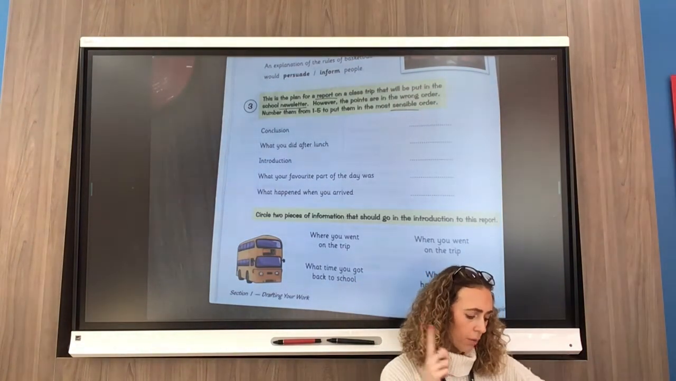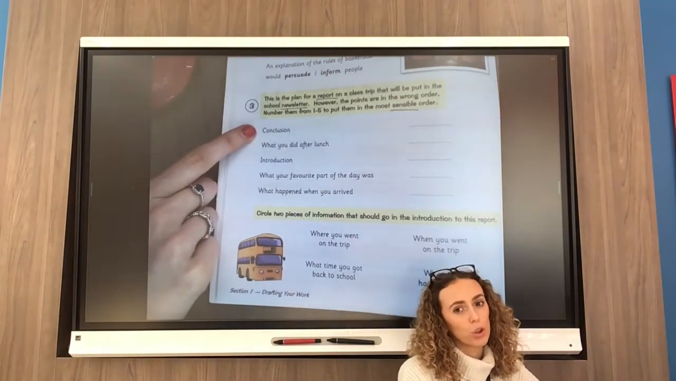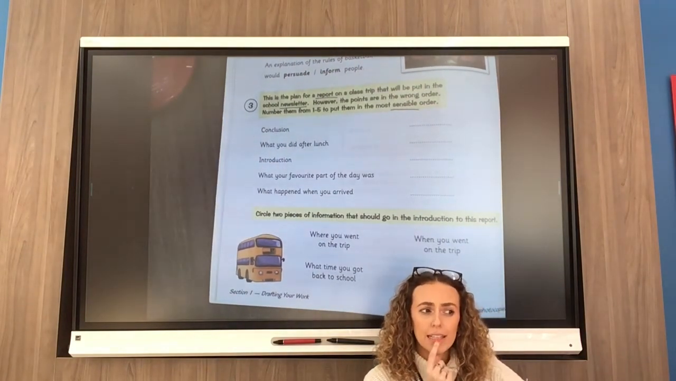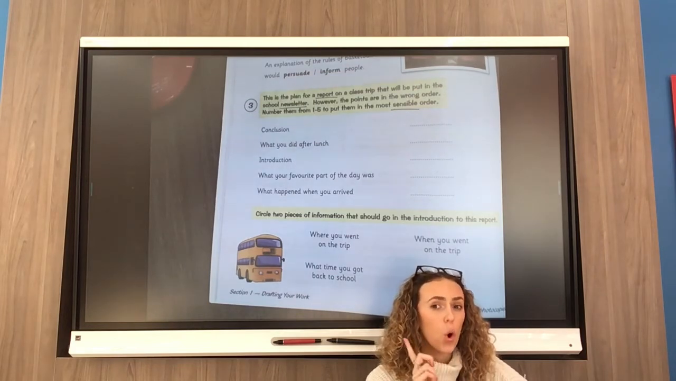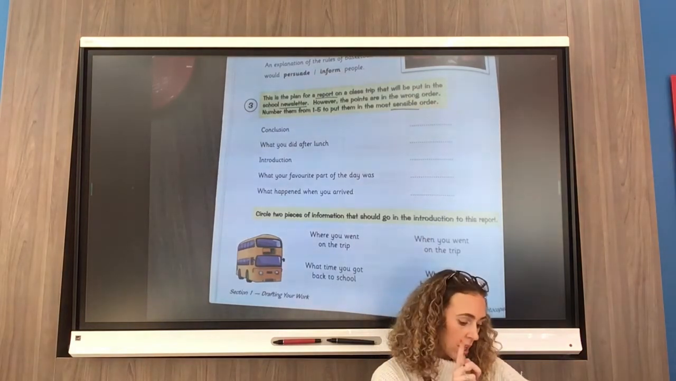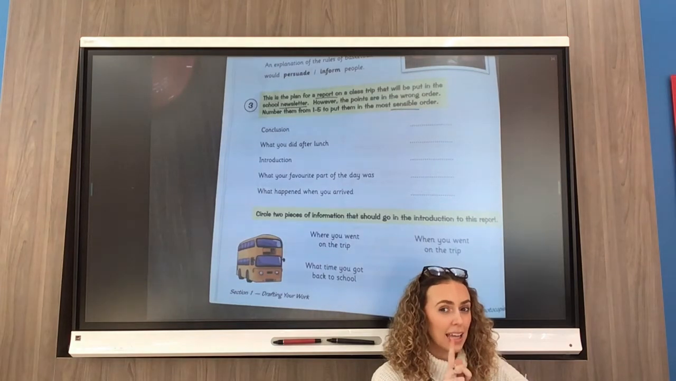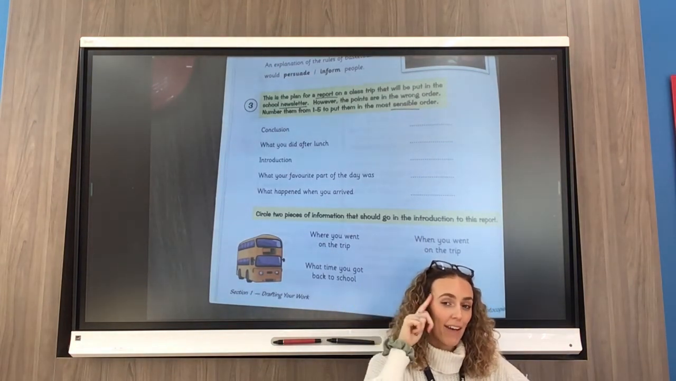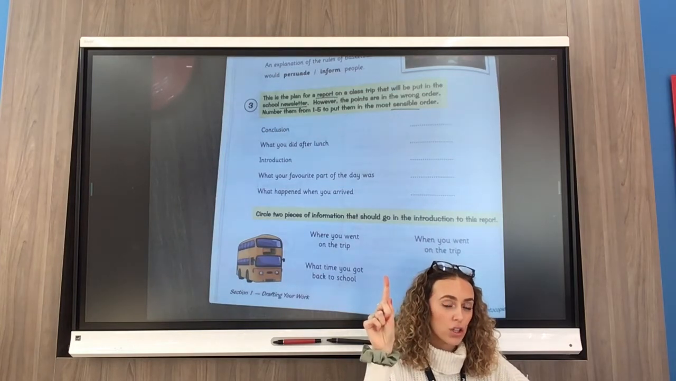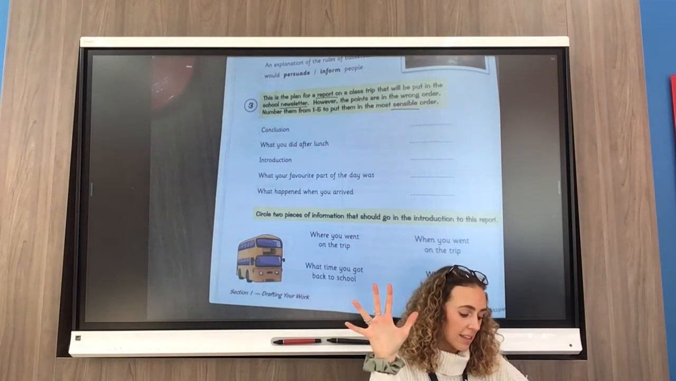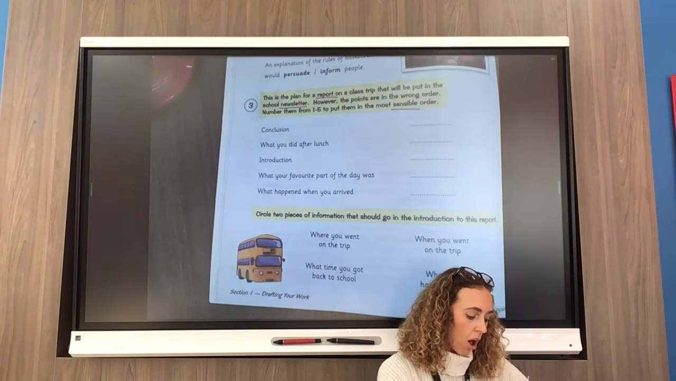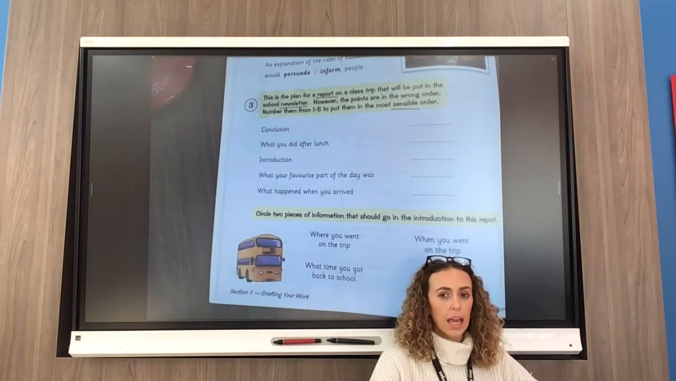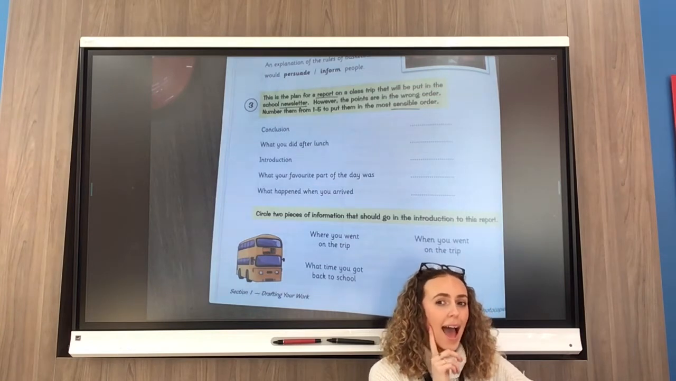So number 1. Do you think the conclusion would go at the beginning of the report? Now I know from when I have written in school before, the conclusion always ends. It always ends a piece of writing. So is that going to be number 1 or number 5? Have a think, okay? 1 starts the report, 5 ends it. Okay. Introduction. When you introduce something, I'm sure that happens at the beginning.